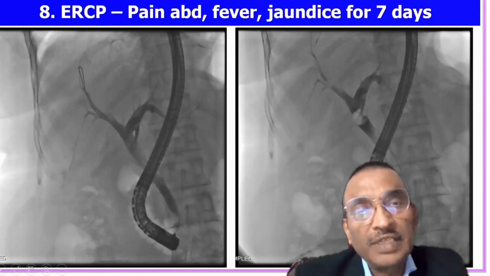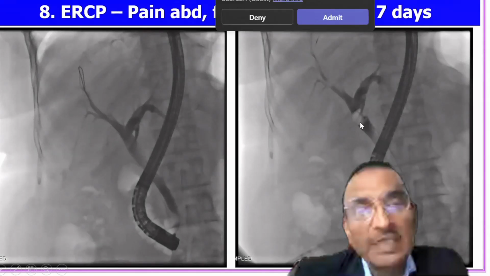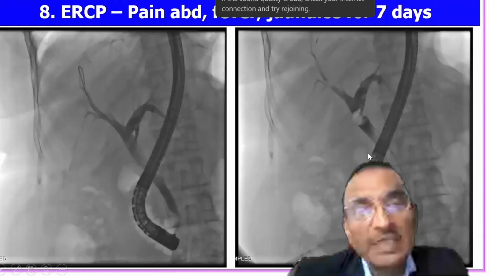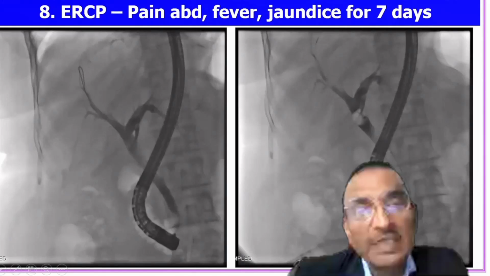Subsequently, we have passed a stone extraction balloon. And remember that stone extraction balloons are different from dilatation balloons. Dilatation balloons will be tapering balloons whereas the extraction balloons will have a right angle shoulder so that they can bring the stone down.